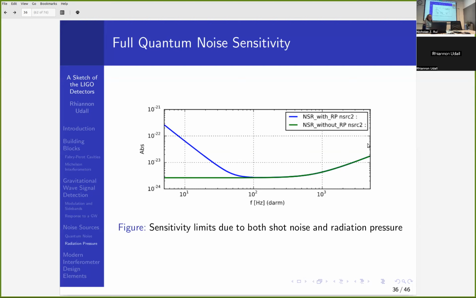Why is the shot noise characterized as quantum noise? Well, it is literally vacuum fluctuations that are responsible for it. Okay. Yeah. I see.